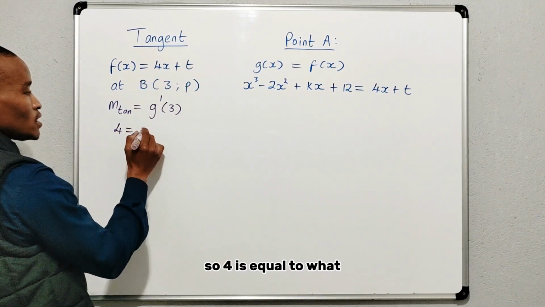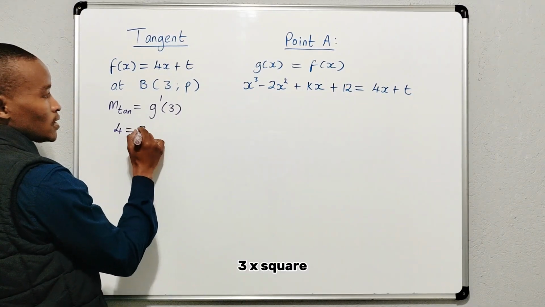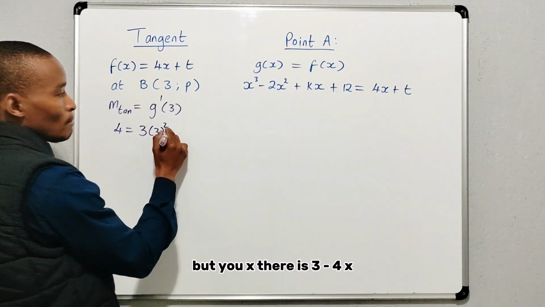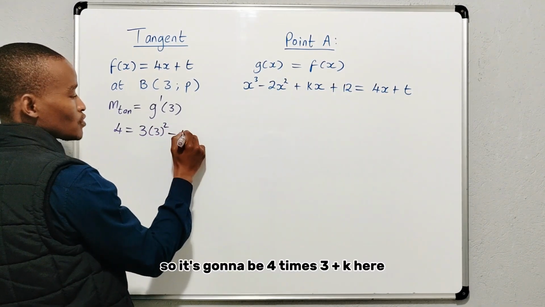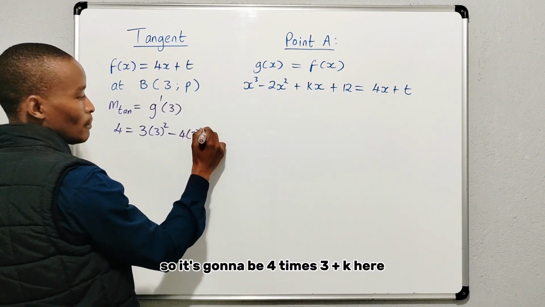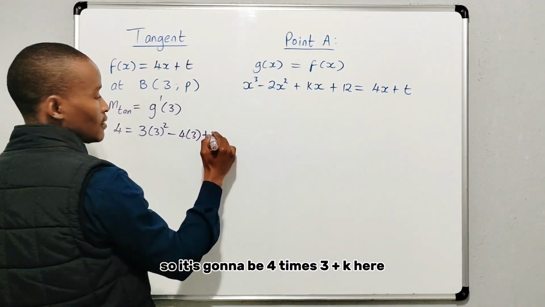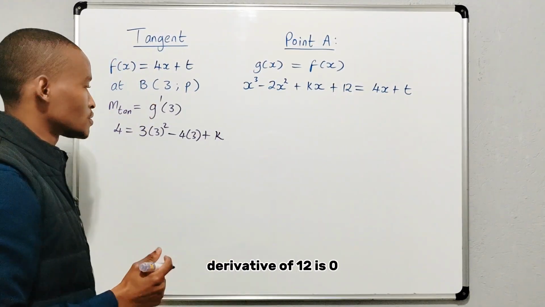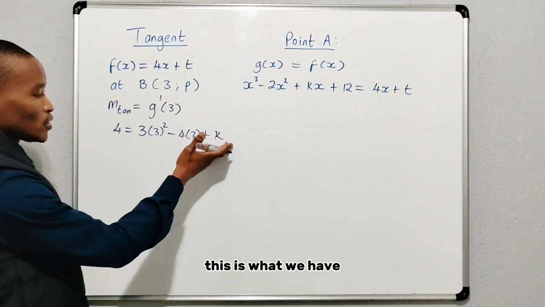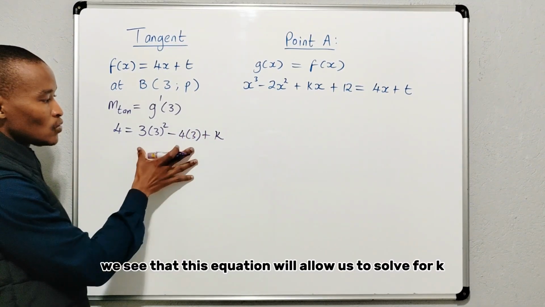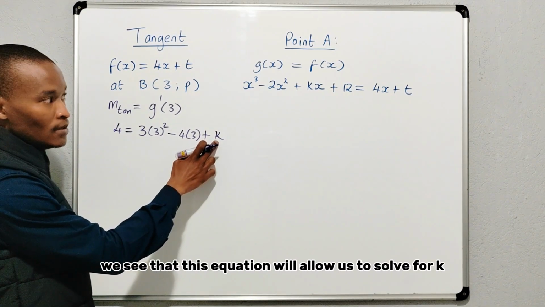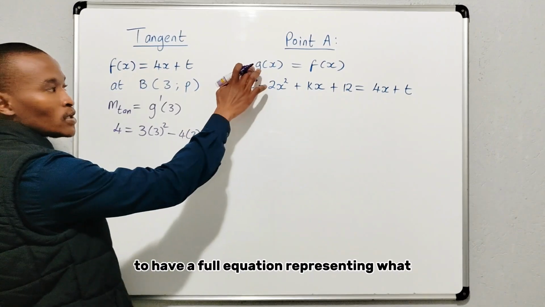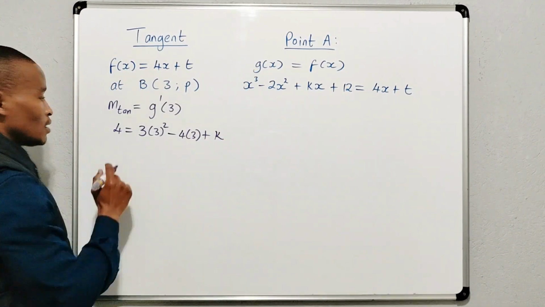So 4 is equal to what? 3x squared, but your x there is 3, minus 4x. So it's going to be 4 times 3 plus k here. All right, and the x will fall away. Derivative of 12 is 0. It's a constant function. So this is what we have, and clearly we see that this equation will allow us to solve for k, and then we can bring it in there to have a full equation representing what? Our cubic function g.